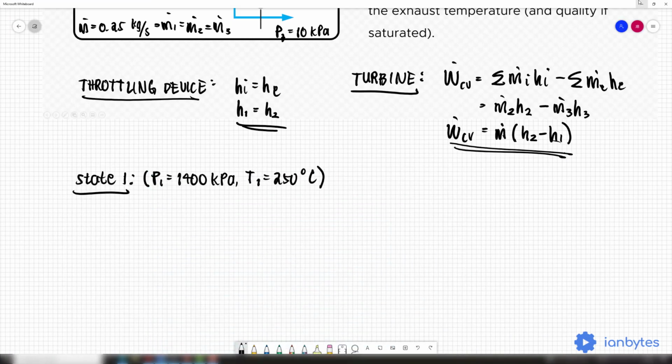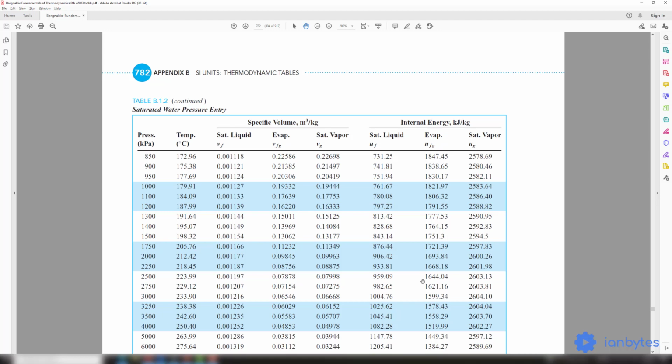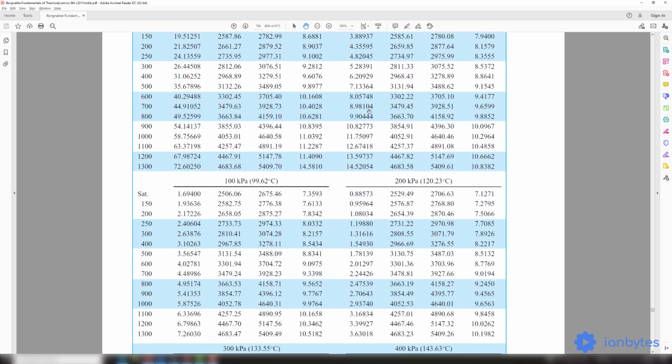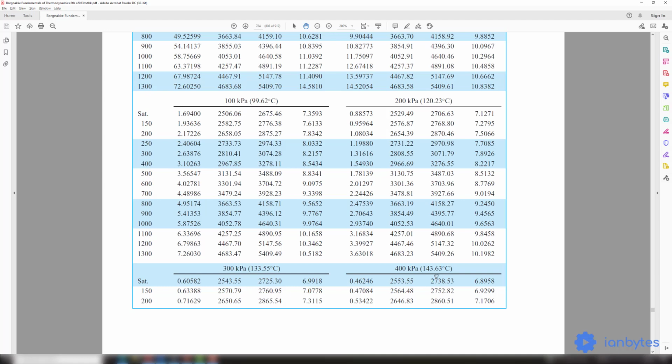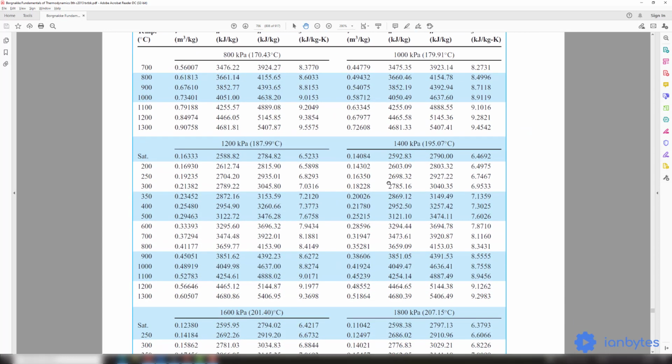So let me just write that down. T actual, which is 250 degrees Celsius, is greater than the saturation temperature at 1,400 kilopascals, which is equal to 195.07 degrees Celsius. Again, from here, we can deduce that our fluid is superheated vapor. Now, let us inspect our superheated tables. Punta tayo sa 1,200 kilopascals superheated vapor water over here. So, we have different pressure levels as you can see. We are interested in 1,400 kilopascals rather.